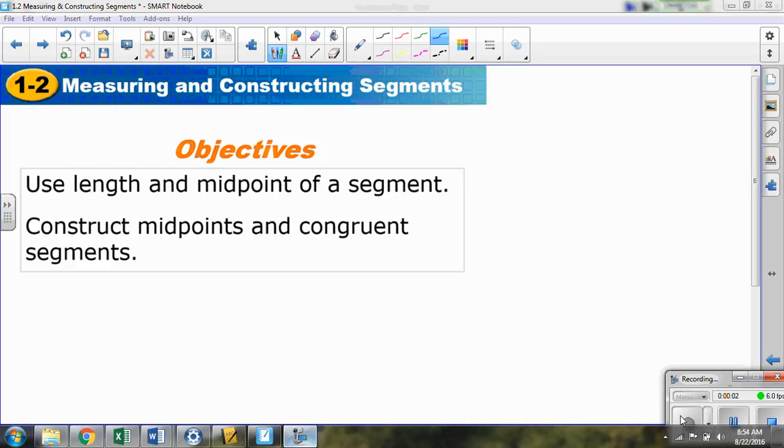In this video, we are going to address measuring and constructing segments. Constructions we're only touching upon very slightly. Our primary focus is on this objective: using length and the midpoint of a segment.